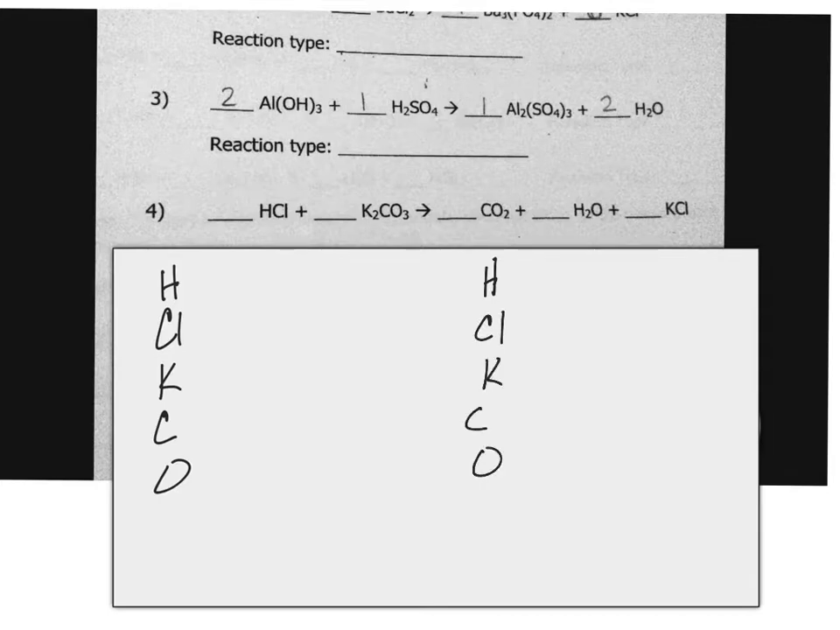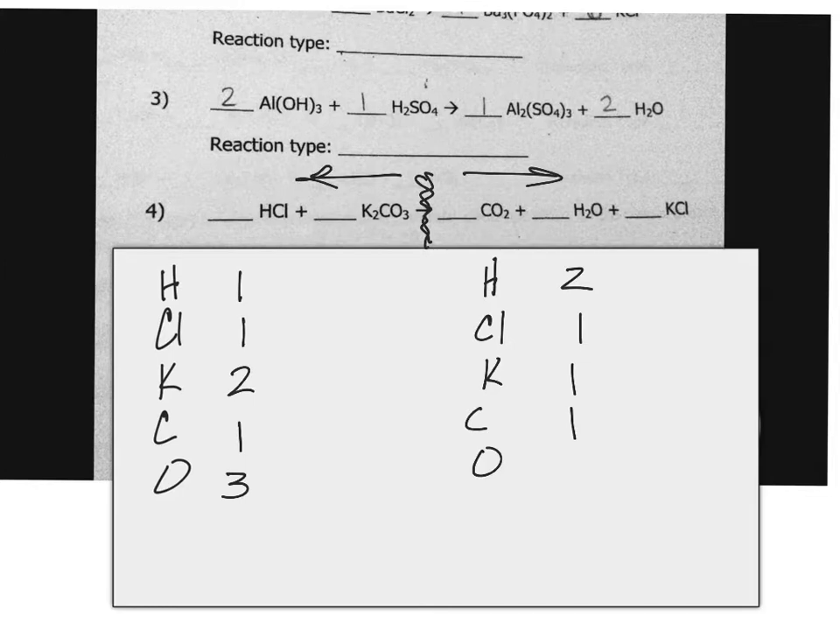So it's easier to compare what you have on the left side of the arrow, right, there's my arrow right there, and what you have on the right side. All right, so let's count. We got one H, one Cl, two potassiums, one carbon, and three oxygens on the reactant side. On the product side, we got 2 hydrogens, 1 chlorine, 1 potassium, 1 carbon, and 3 oxygens.